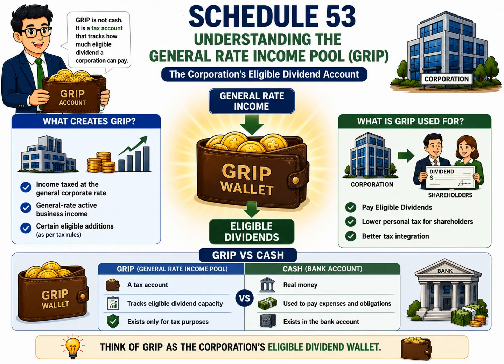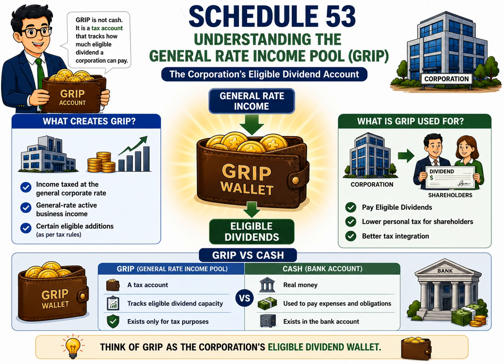In this slide, we'll introduce one of the most important concepts in Canadian corporate taxation, the General Rate Income Pool, commonly known as GRIP. At first, the name may sound complicated, but the idea is actually quite simple. Think of GRIP as the corporation's eligible dividend wallet.